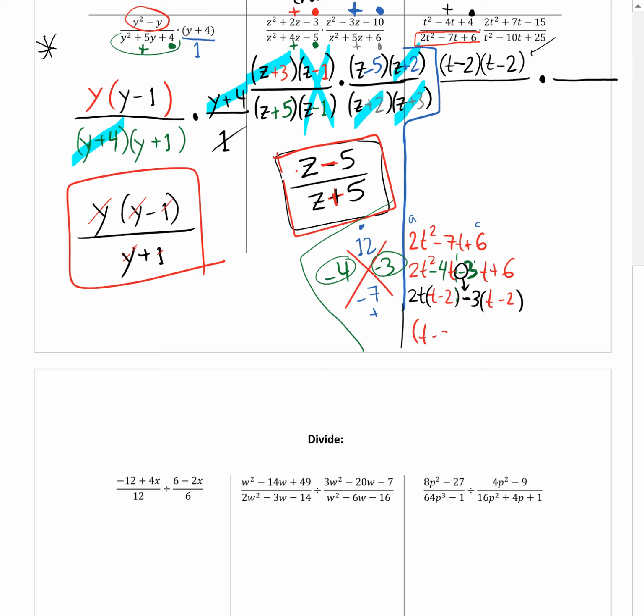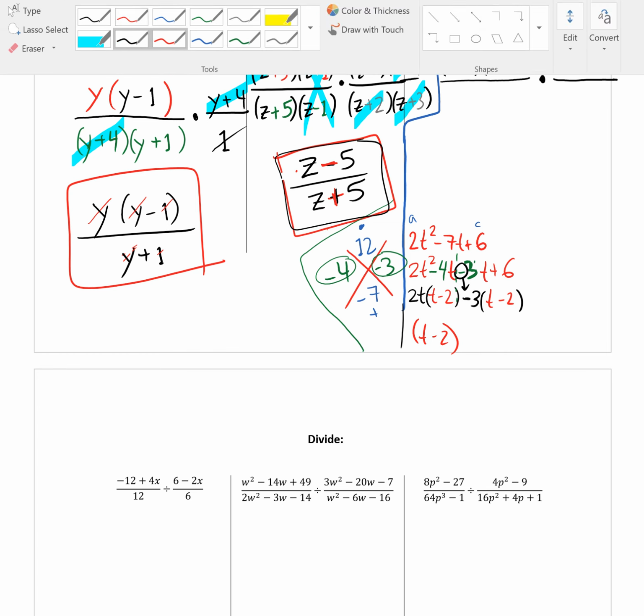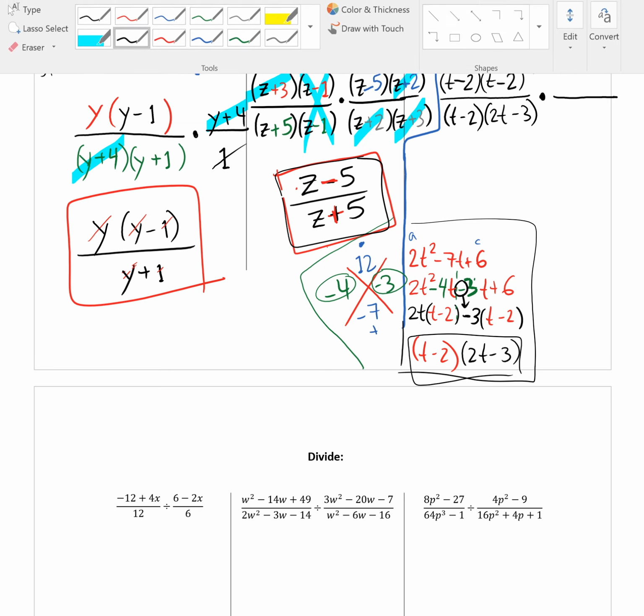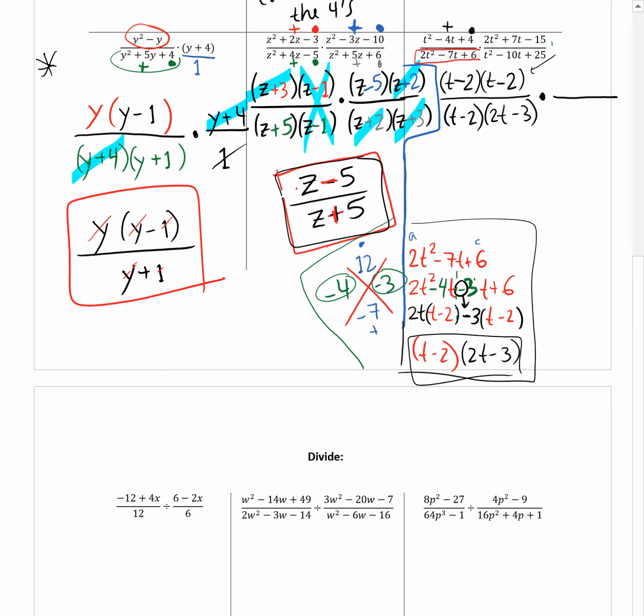Alright, now they have that t minus 2 in common. The leftover stuff is 2t minus 3. There we go. Okay, so that's the denominator there. That's all my scratch work. I'm going to rewrite that up there. T minus 2, 2t minus 3. Okay. Now maybe I'll move on to the numerator of the right fraction.